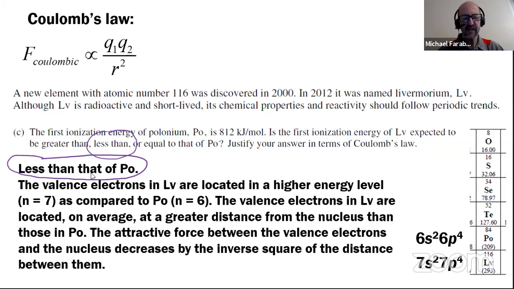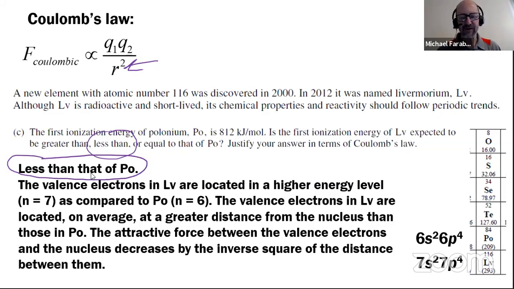So I said the valence electrons in Livermorium are located at a higher energy level, which is level 7, as compared to polonium, level 6. The valence electrons in Livermorium are located on average at a greater distance from the nucleus, again focusing on Coulomb's law and the distance. Therefore, the attractive force between the valence electrons and the nucleus decreases by the inverse square of the distance between them.